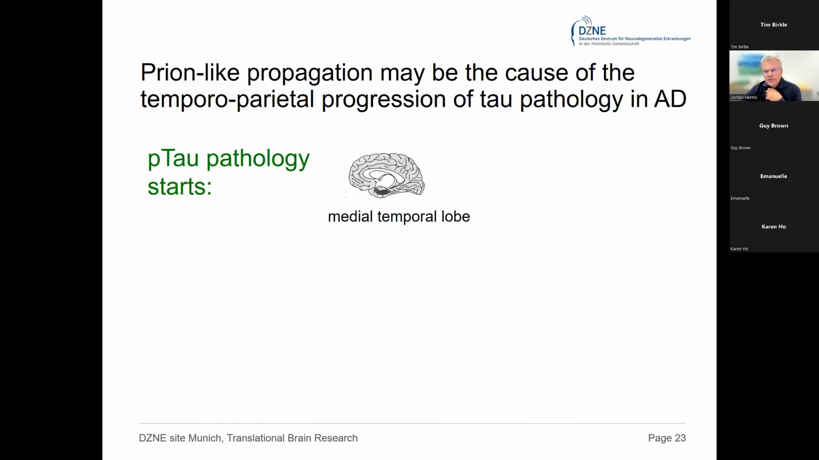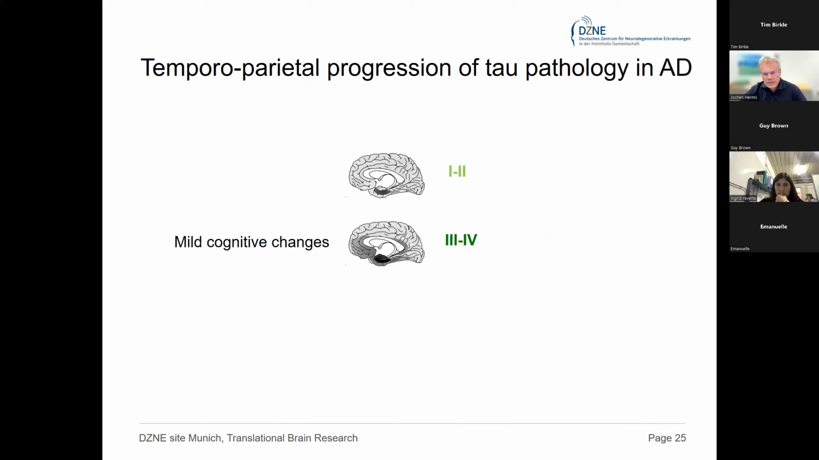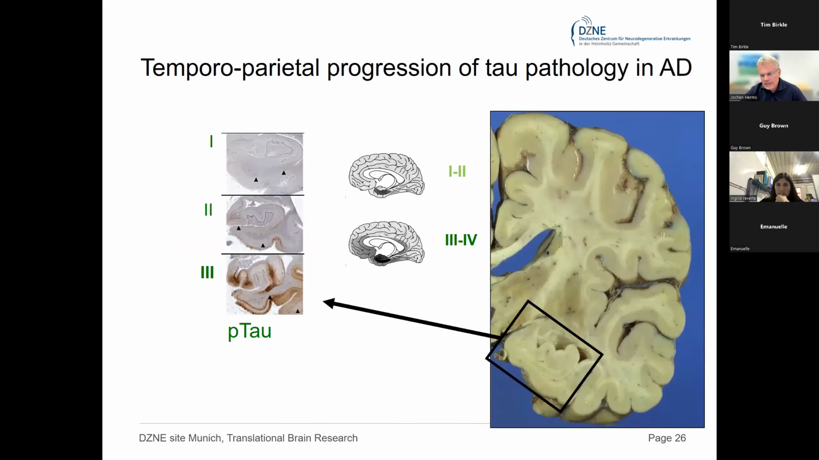So the tau pathology starts at the medial temporal lobe, and based on the stages from Braak and Braak, we stage this as 1 and 2. This is without any clinical findings. However, mild cognitive changes occur if the pathology further progresses into the temporal cortex. And this is very easily detectable for a neuropathologist. So we usually analyze this part, which is marked here. We stain it for phospho-tau, and you do not even need a microscope to see this strong tau pathology within the temporal lobe.